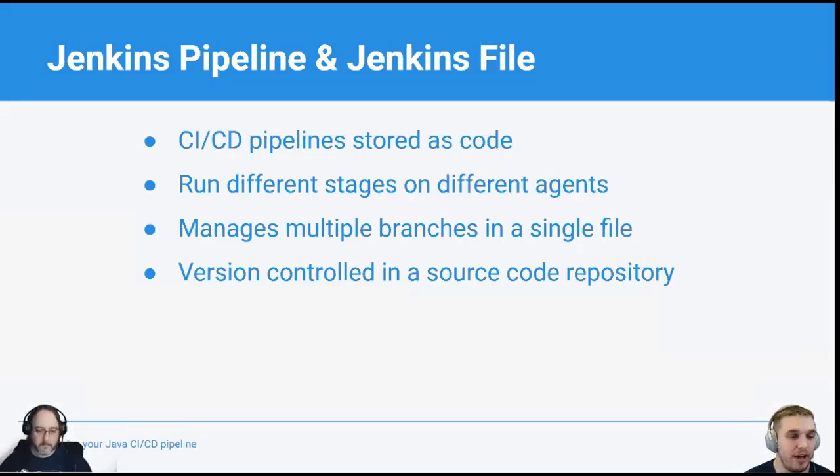And you can run each stage, let's say, on different build agents. So let's say in your Jenkins server, you've got different agents to do different things for different applications. We can specify in the Jenkinsfile which agent each stage runs on. We can manage multiple branches in a single file rather than numerous different projects. Probably the most important part is your CI/CD pipeline is actually version controlled in a particular source code repository. In our case, we're going to use GitHub today.